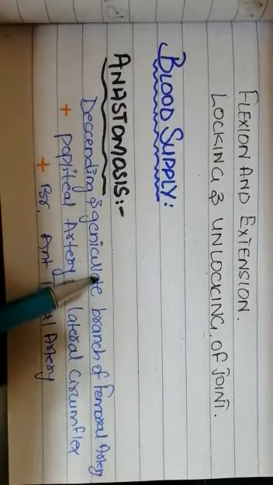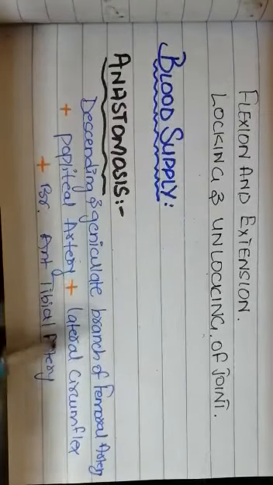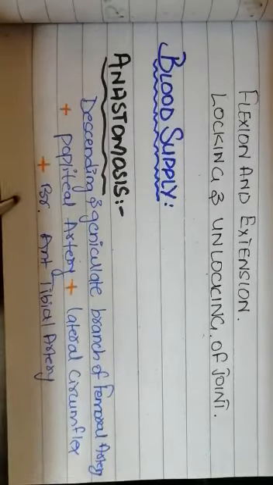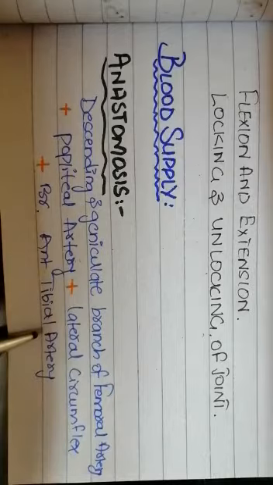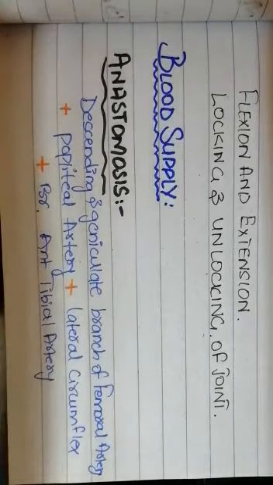These geniculate branches of the femoral artery combine with the popliteal artery, with the lateral circumflex artery of the femoral branches, and with the branches of the anterior tibial artery. These arteries all combine in such a manner that they form an anastomosis around the knee joint.